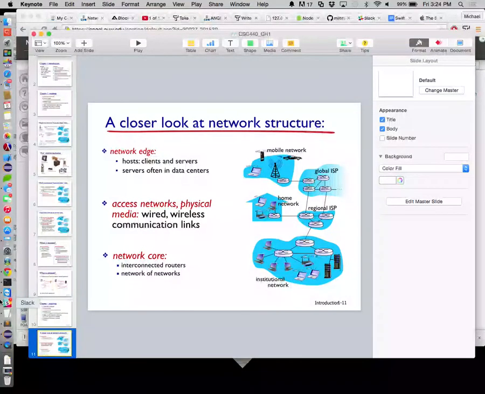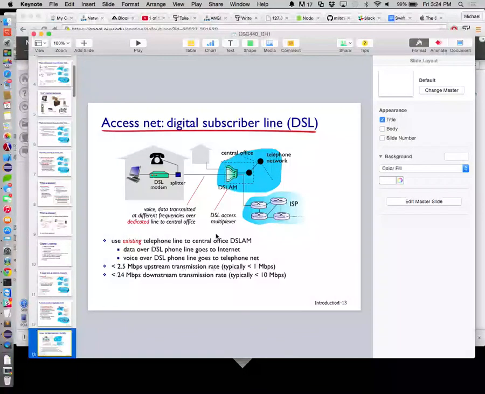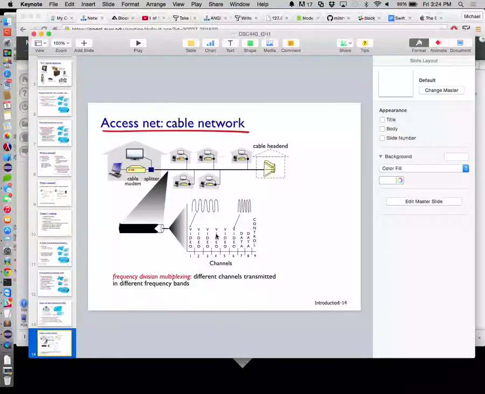Let's see. Different types of internet connections, DSL, cable, pros and cons of each. Certainly be able to give me some information about bandwidth. Like, what does it mean for internet to be good?